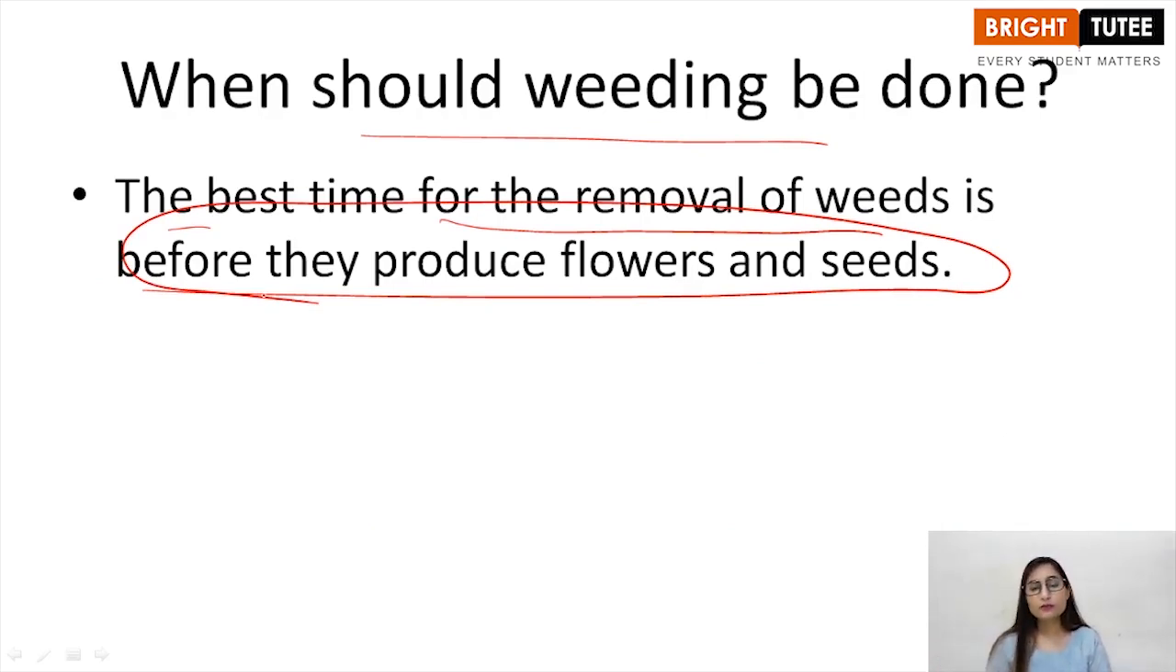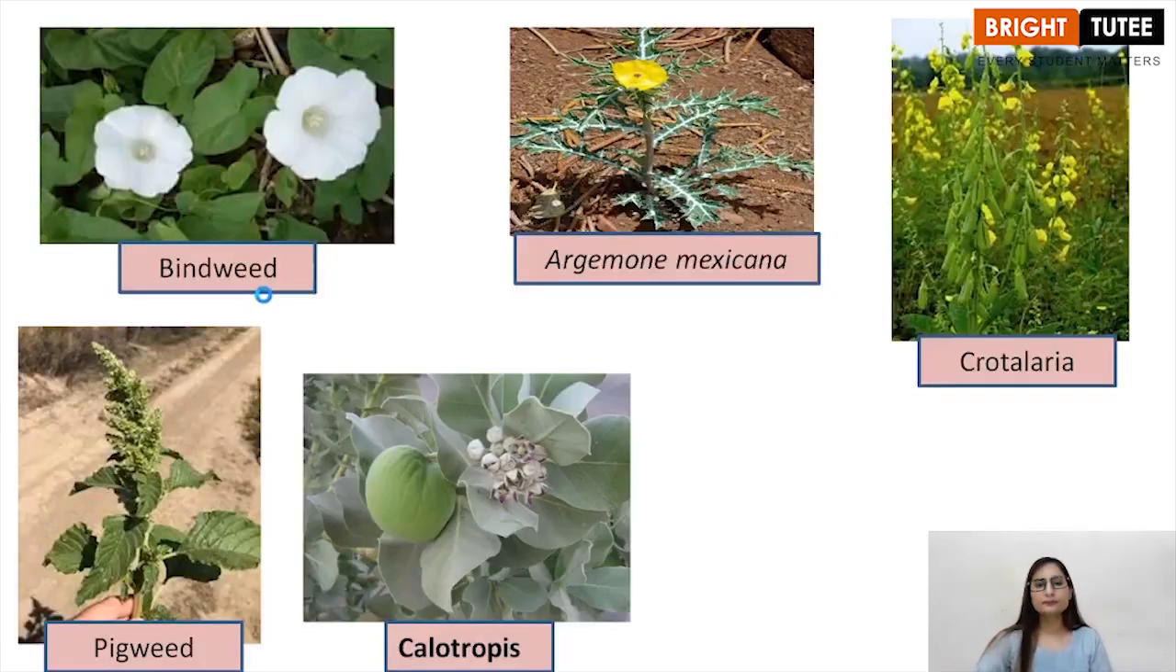So you must remove it as soon as you see it, before flowers and seeds are produced on it, right? Because it is not that poisonous when it is a seedling. So you must remove it in its seedling stage, before it develops flowers and seeds, right?